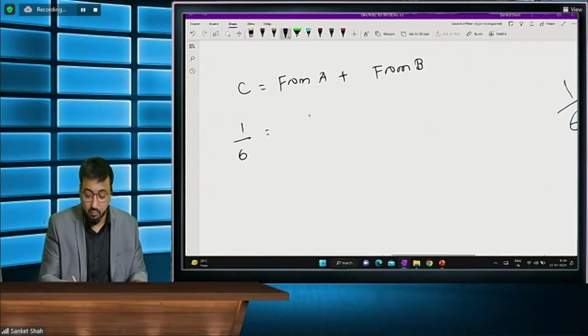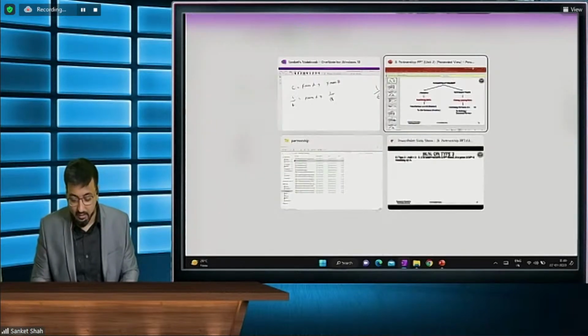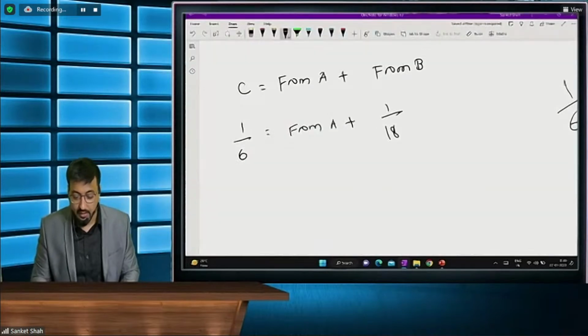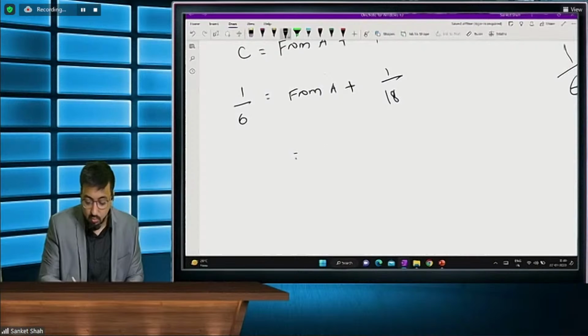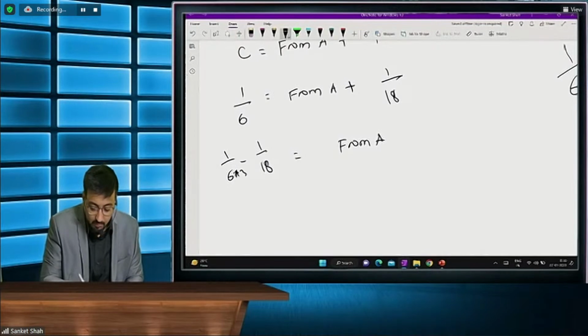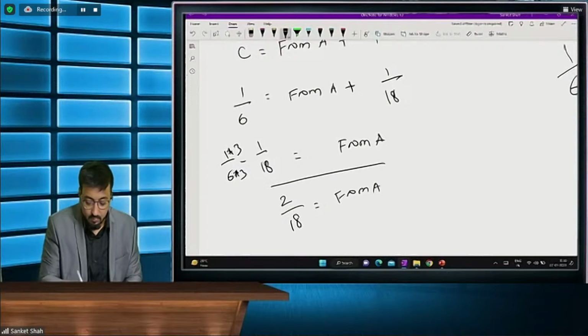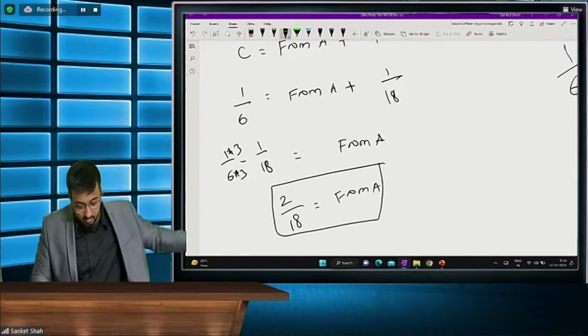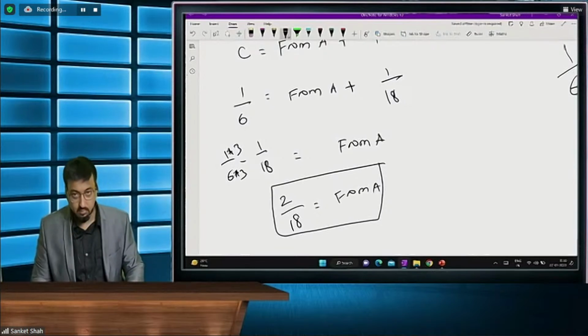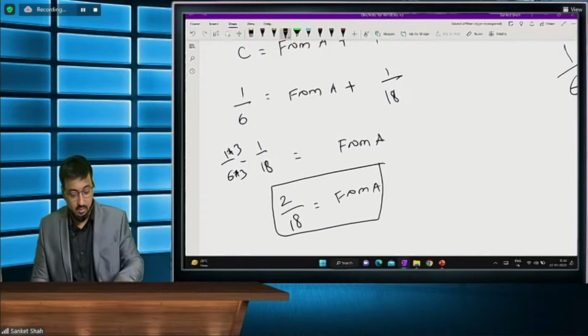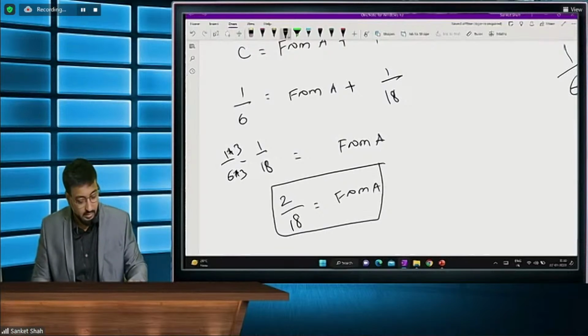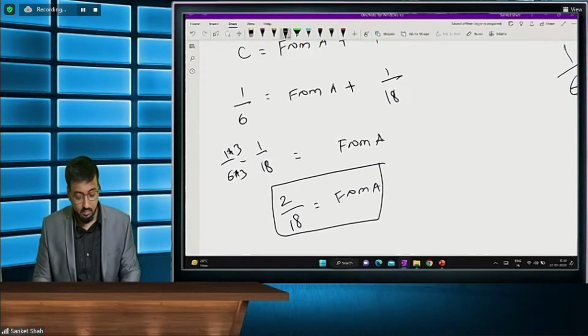So from A we are not aware, from B we are aware: 1/18 from B. Correct? So from A is equal to 1/6 minus 1/18. I will multiply by 3 here, so 2/18 from A. Correct?